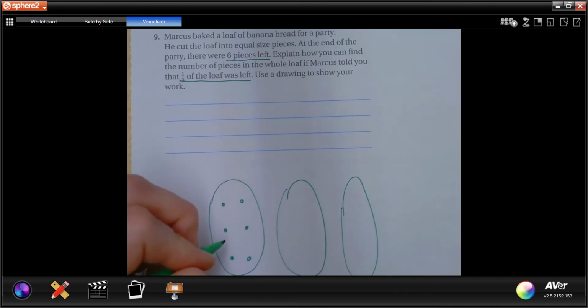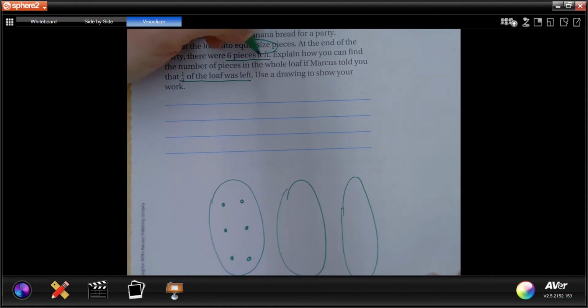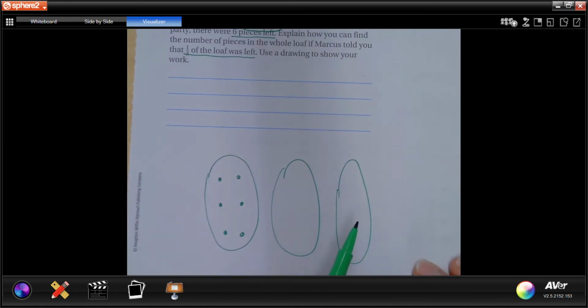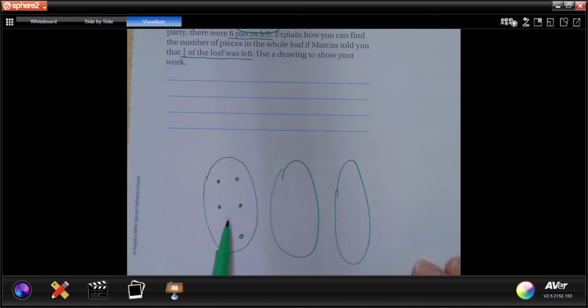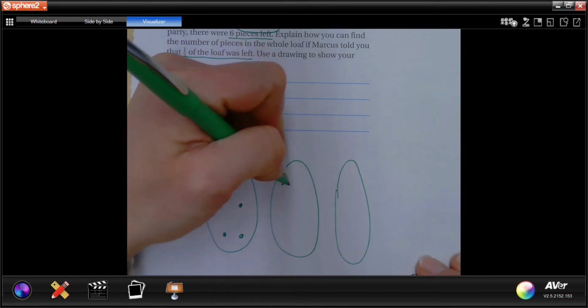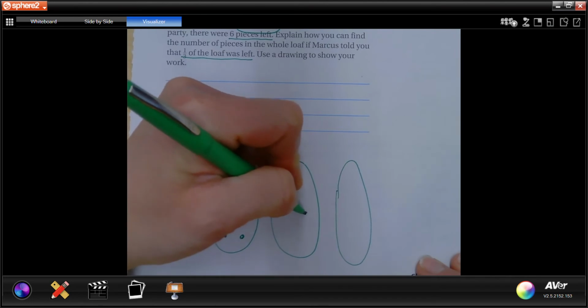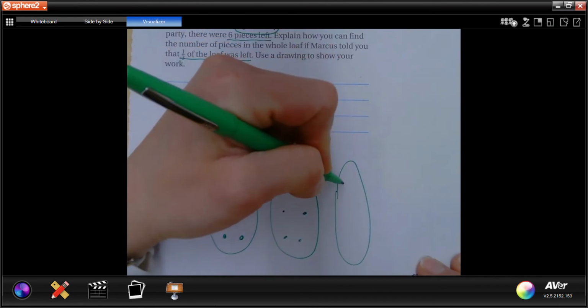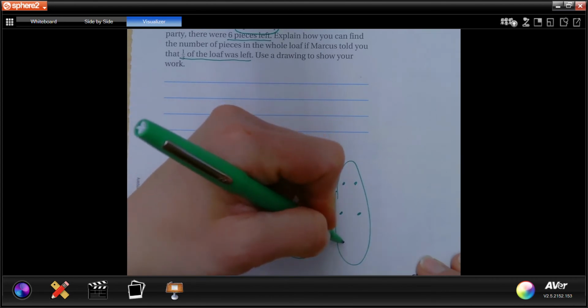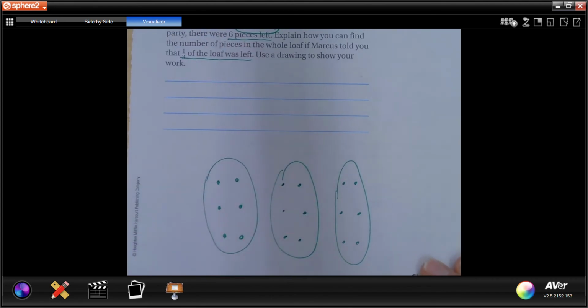Okay, so if we know that they were cut into equal-sized pieces, then we know that there are the same amount in this group and this group as there were in the group that was left over. So there's 6 in each group. 1, 2, 3, 4, 5, 6.